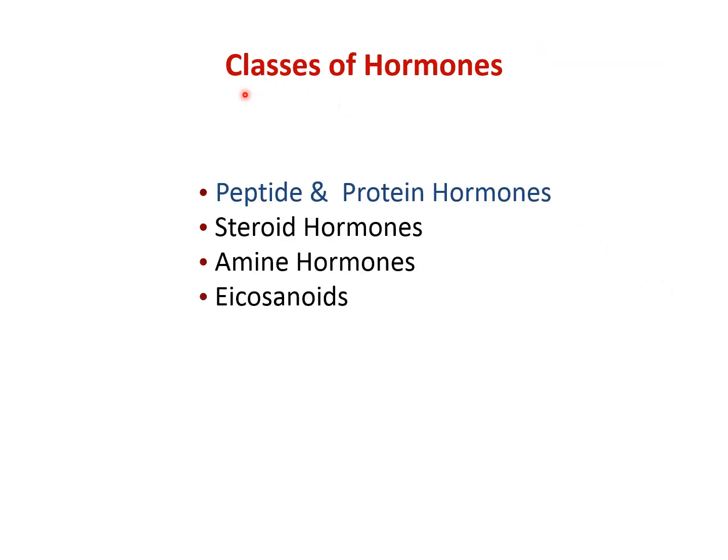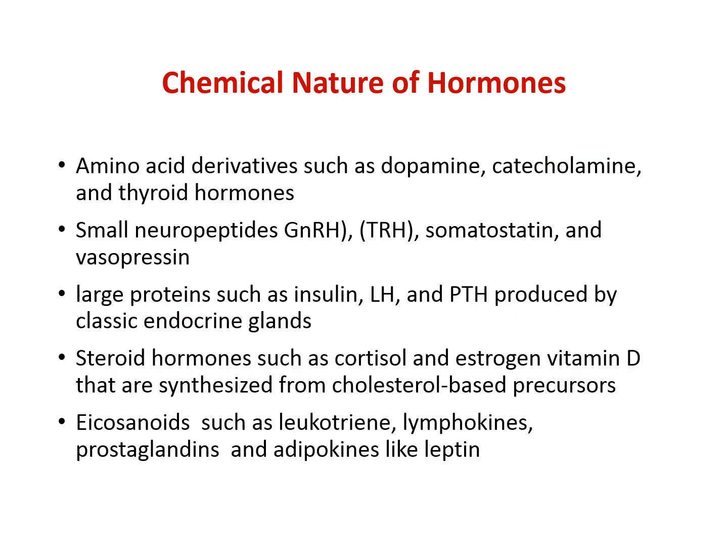And these are the different classes of hormones based on their chemical structure. We have peptide or protein hormones, steroid hormones, amino acid amine hormones, and eicosanoid hormones, and this classification basically depends on the structure of the hormone. You'll learn more about it in biochemistry.